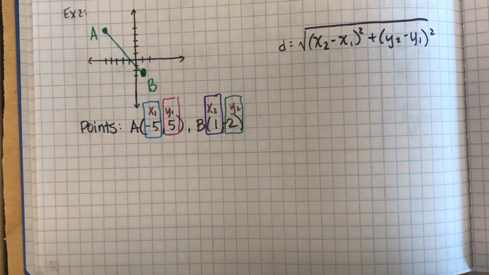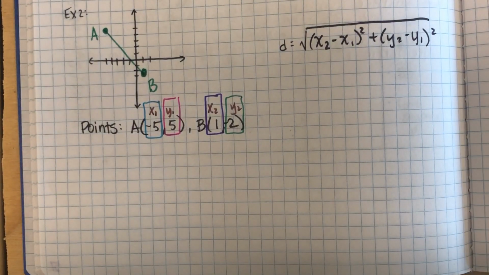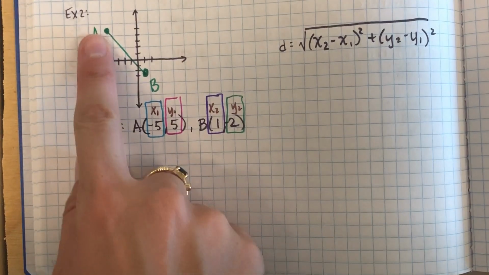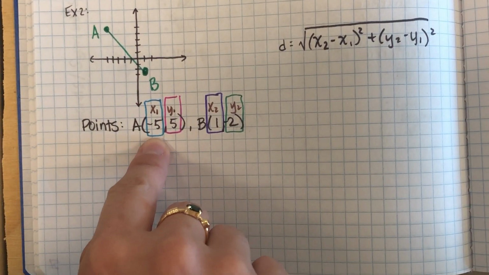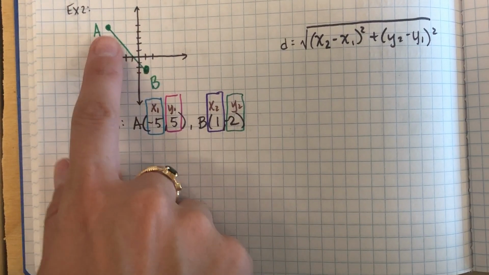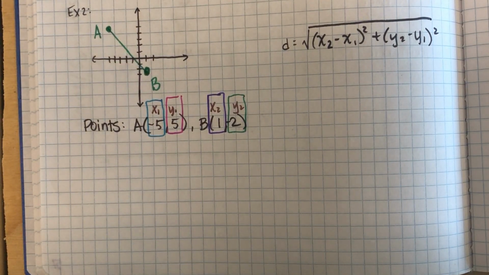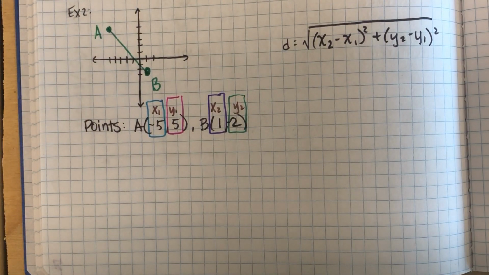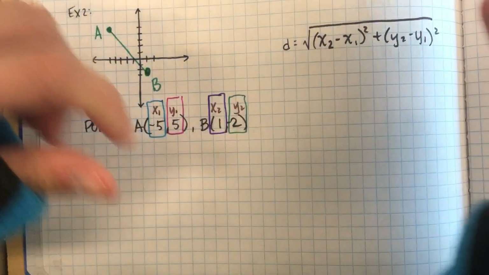Okay, one quick thing to mention. It does not matter which one of these is your first point and which one's your second point. You're still able to find the distance between them. As long as whatever you pick is consistent, then you are fine.